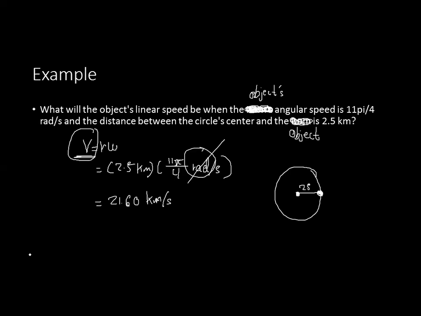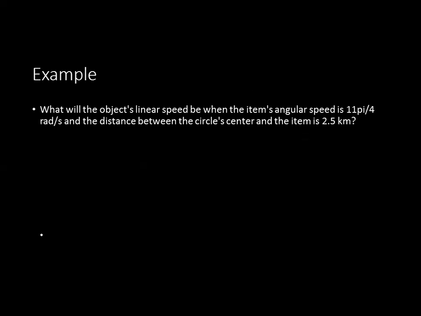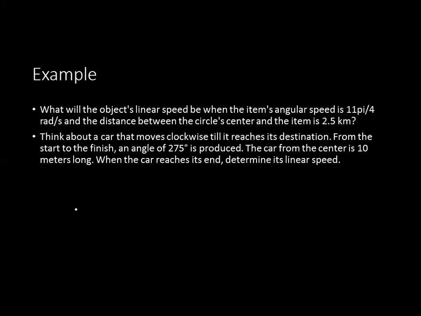All right? So now let's proceed to the last example. Think about a car that moves clockwise till it reaches its destination. From start to finish, an angle of 275 degrees is produced. The car from the center is 10 meters long. When the car reaches its end, determine its linear speed.